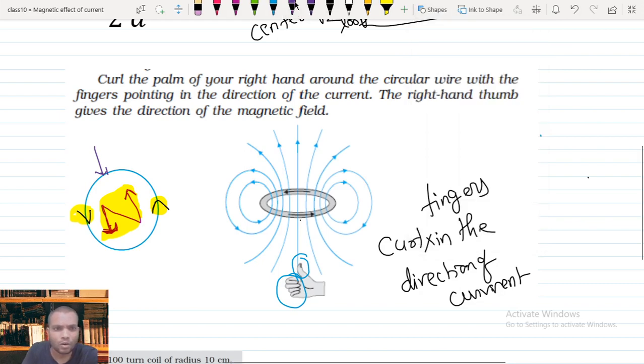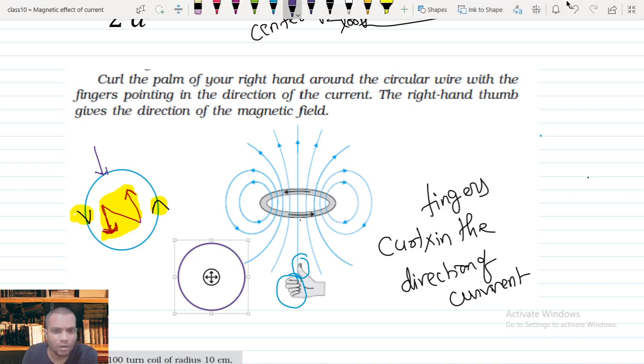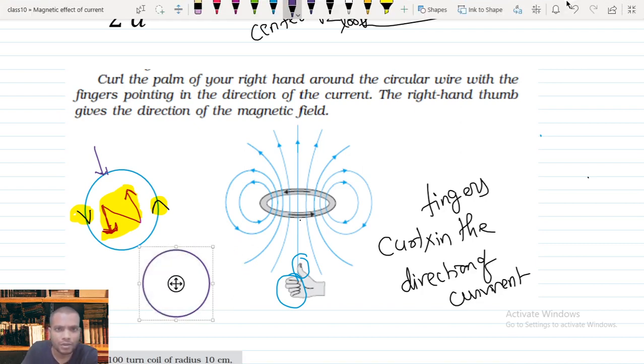Similarly, if you take a coil with current flowing in the clockwise direction, now in this case I write the letter S. Now I give the arrow marks here. These two arrow marks are the same here, and this will also be the same.